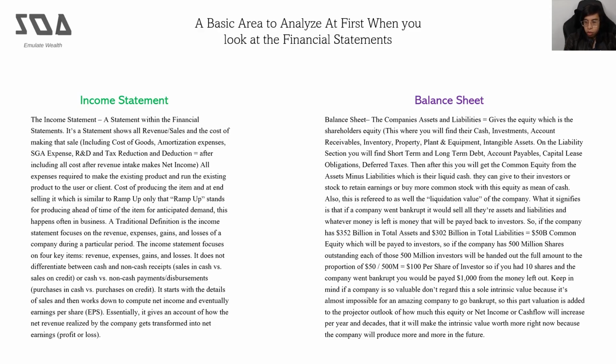Then after this, you will get the common equity, right? From the assets minus the liabilities, which is their liquid cash. This liquid cash can be given to investors or the stock to retain earnings or buy more common stock with this equity as a means of cash. Also, this is referred to as the liquidation value of a company. What it signifies is that if a company went bankrupt and sold all its assets and liabilities, whatever money is left out of that will be paid back to the investors.